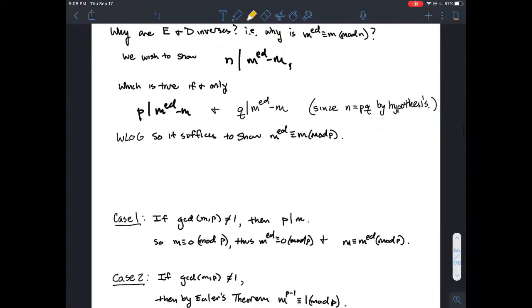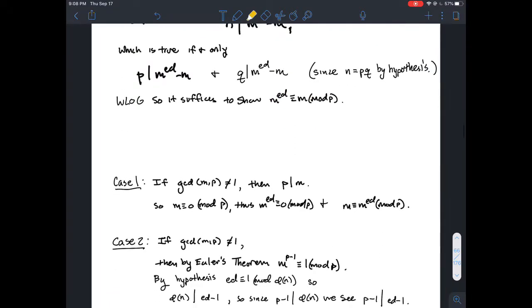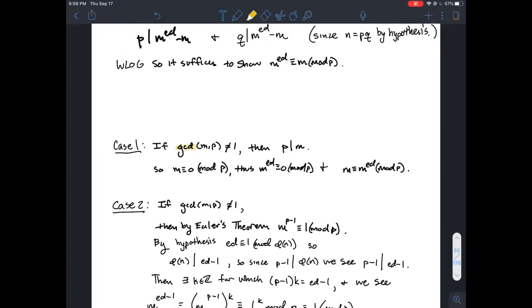Now, how should this work here? Well, there are two possibilities. I would love to use Euler's theorem, but I need to be careful. I need to make sure that m and p are relatively prime before I start trying to use Euler's theorem. And so let's get that out of the way. What if m and p are not relatively prime? That means they share a common factor, but p is prime, right? So what could divide both m and p? Well, it would have to be p. And so in particular, p divides m. But then what happens when you reduce m mod p? Well, that would be 0.